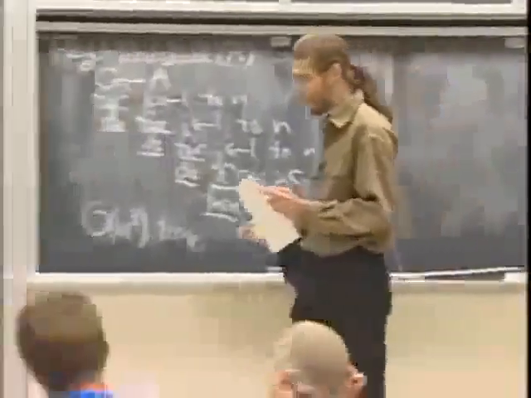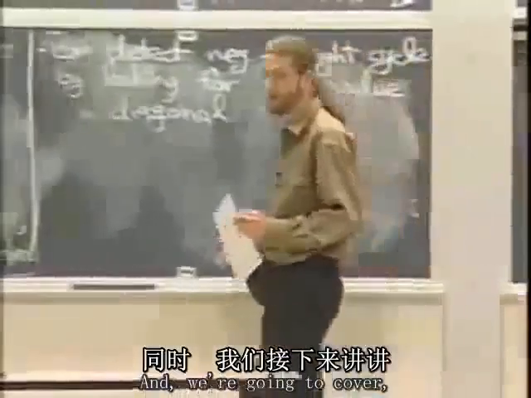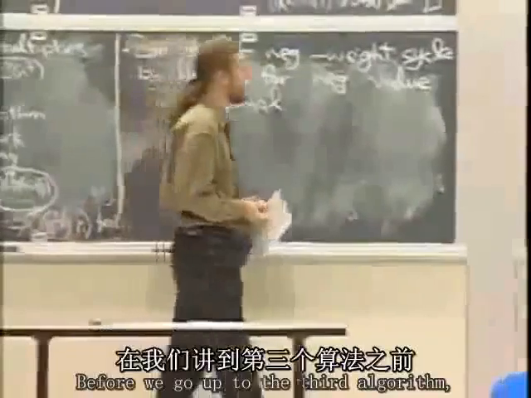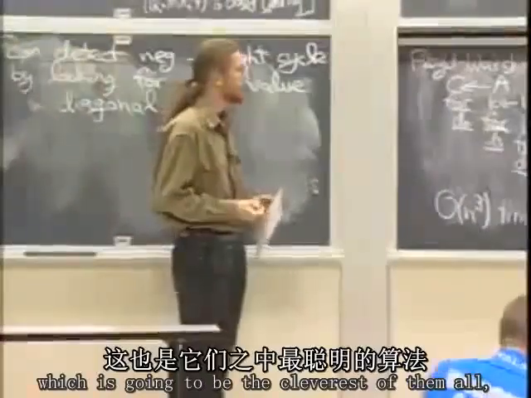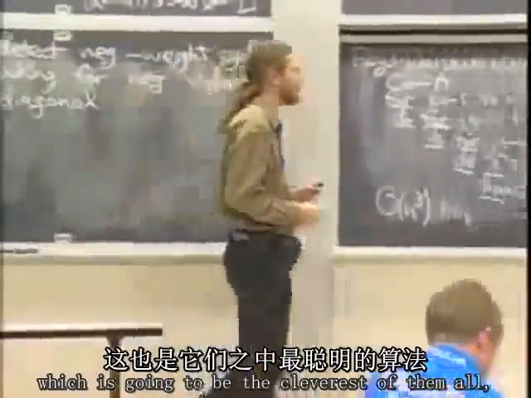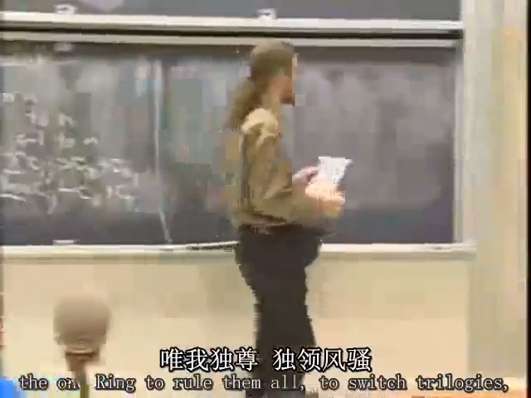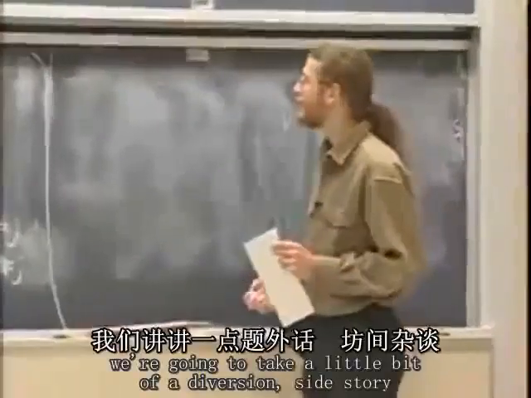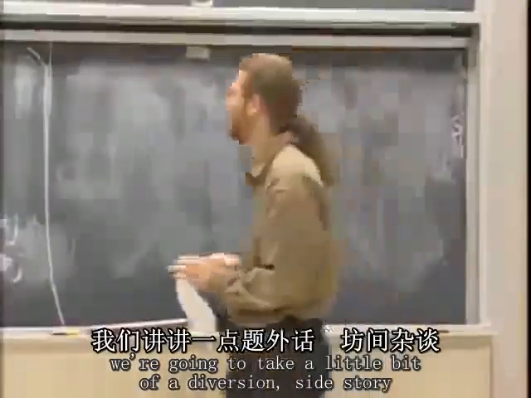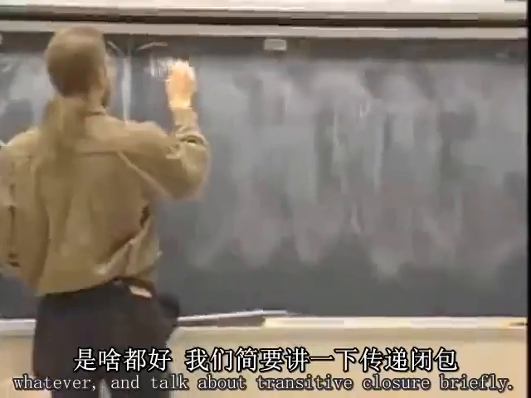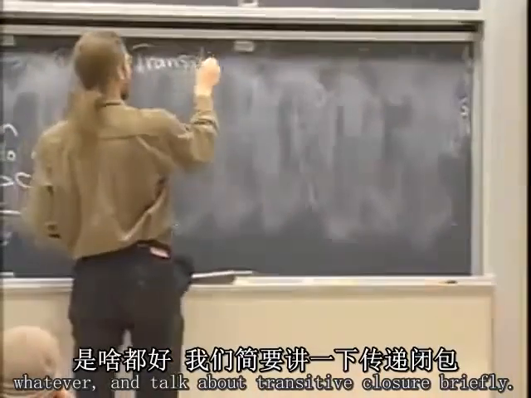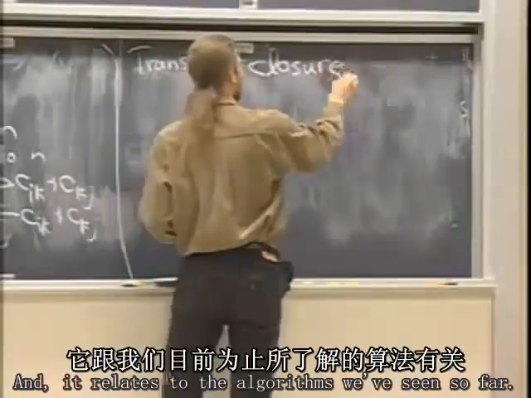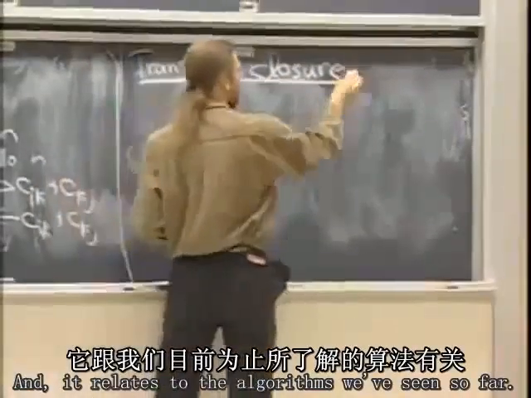Okay, and that's our second algorithm for all pairs shortest paths. Before we go on to the third algorithm, which is going to be the cleverest of them all, the one ring to rule them all, to switch trilogies, we're going to take a little bit of a diversion, side story, whatever, and talk about transitive closure briefly. This is just a good thing to know about, and it relates to the algorithms we've seen so far.